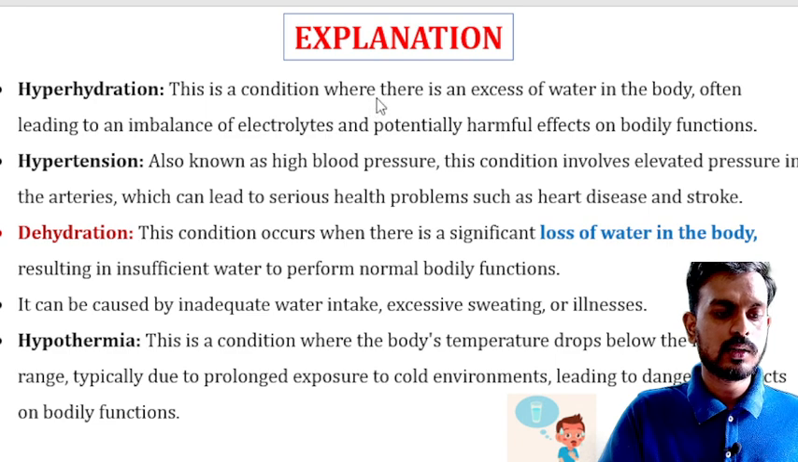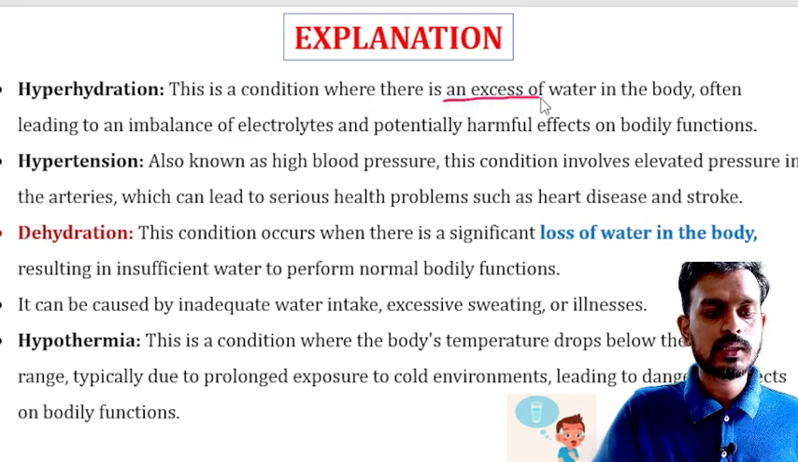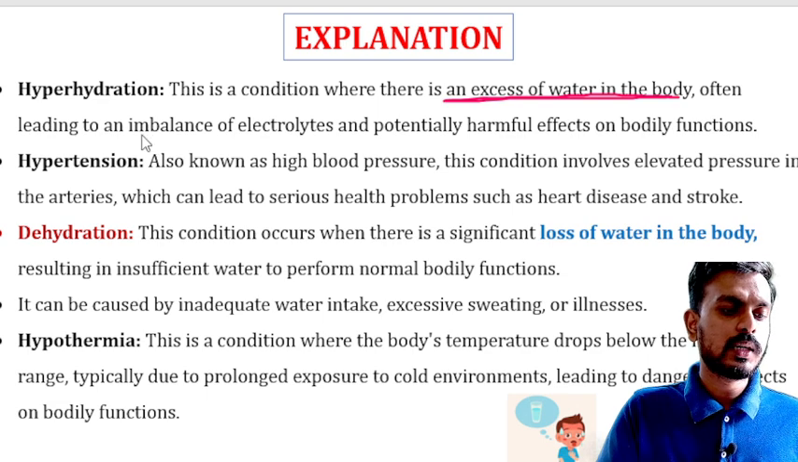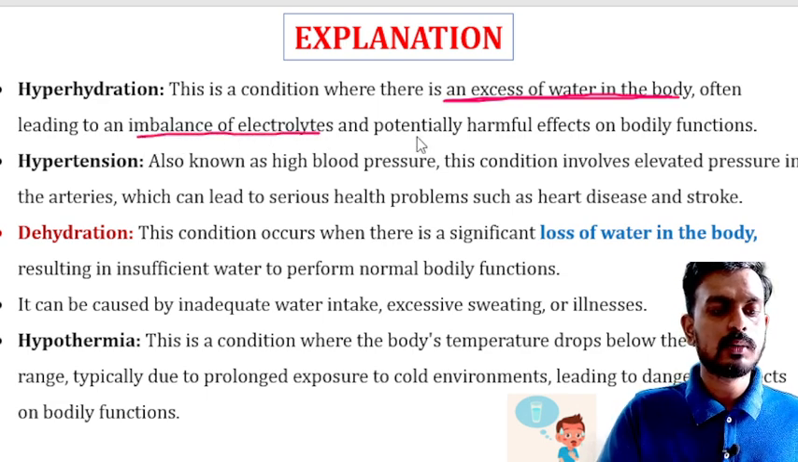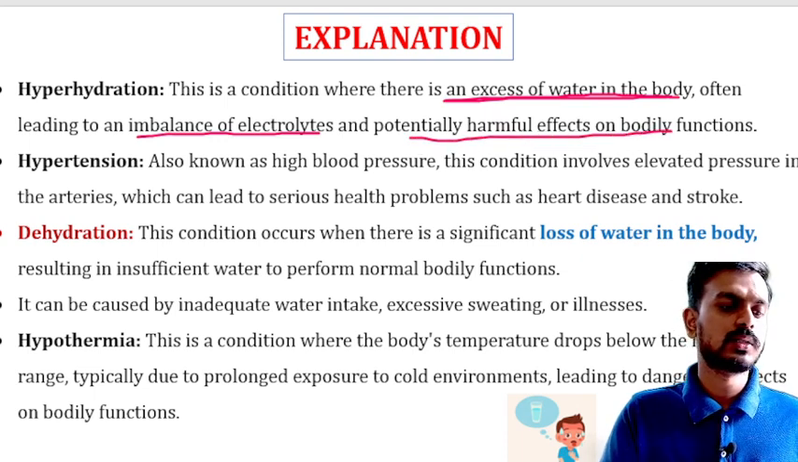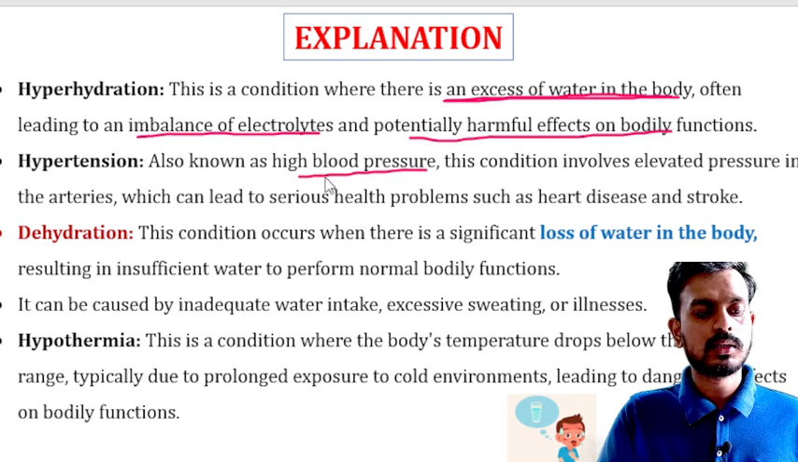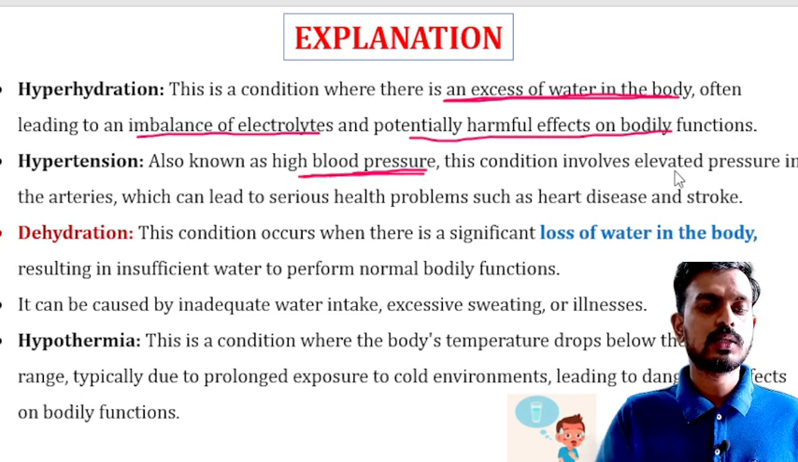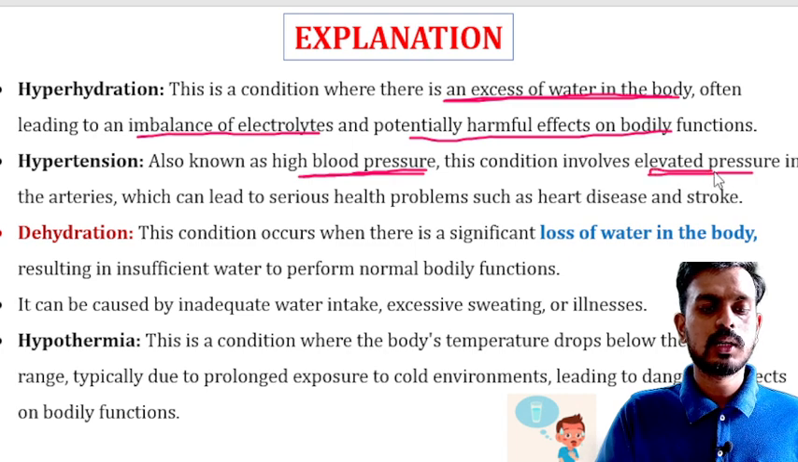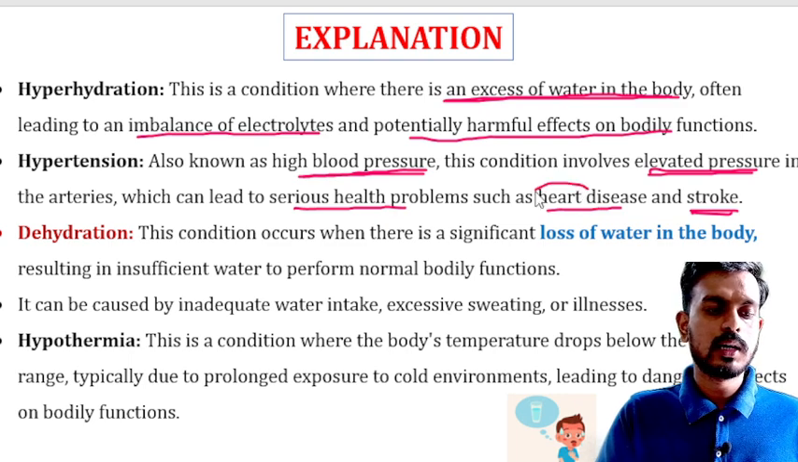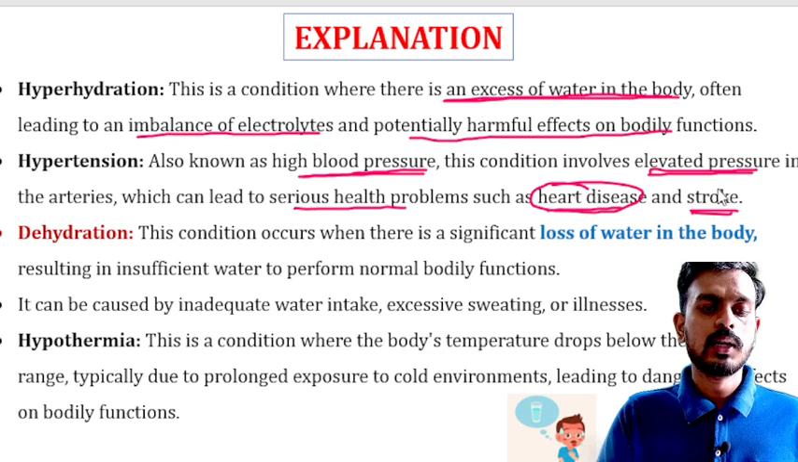Hyperhydration is a condition where there is an excess of water in the body, often leading to an imbalance of electrolytes and potentially harmful effects on the body's function. Next is hypertension, also known as high blood pressure. This condition involves elevated pressure in the arteries, which leads to serious health problems such as heart disease and stroke. So during hypertension there is a risk of heart disease and stroke, because of elevated pressure.